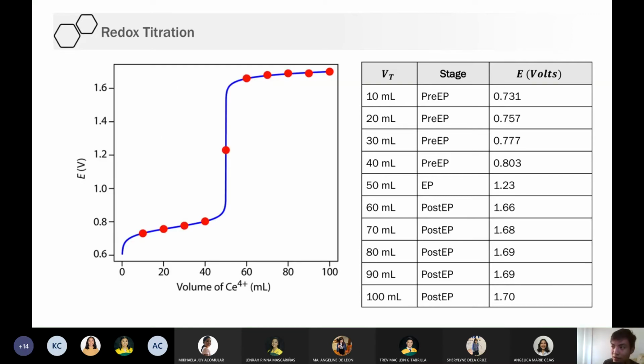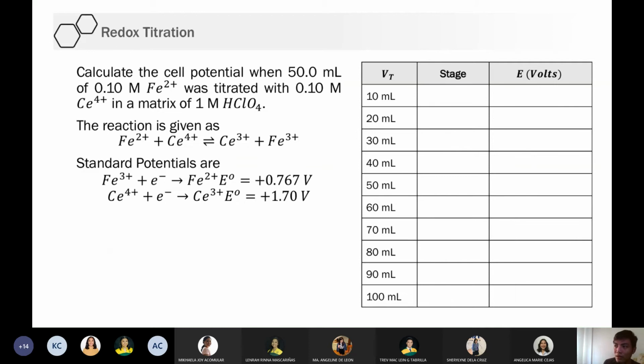Nandiyan na kasi yung answer sa PowerPoint. So, gagabayan ko lang kayo how to start answering this, no? Upload ko to sa worksheet, no? Kasi we have a very limited time. Malapit na pala mag-time. Okay. So, paano to? Kung paano kayo mag-acid-base titration, ganun lang din dito. Okay? Same process lang din.